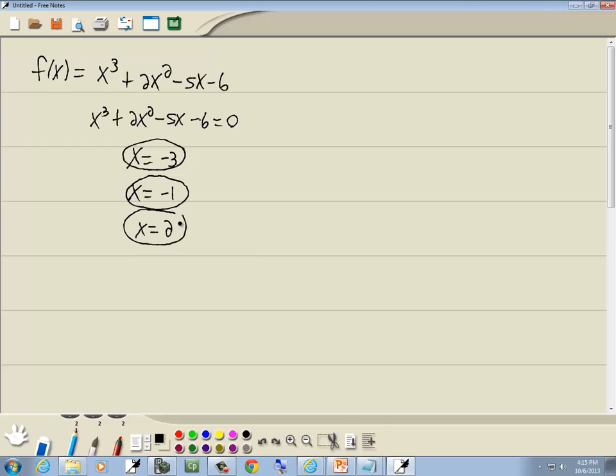Now our largest power is the third power. It means we have 3 answers. We found all 3 via the calculator. Since I found all 3 via the calculator, I don't need to do any synthetic division. Those are the answers.